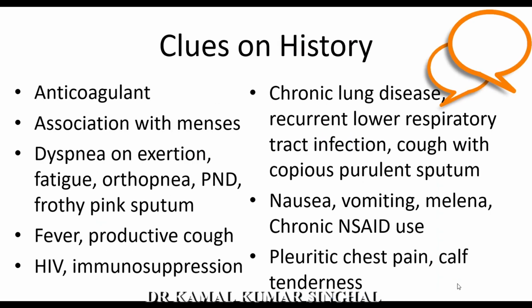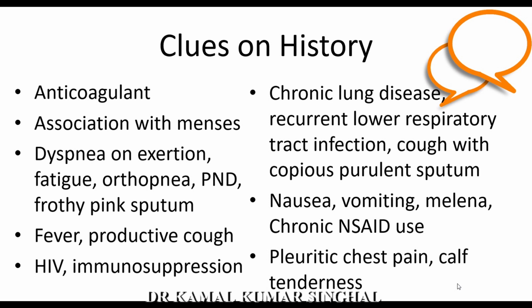So one should look for clues in history, and to name a few, if the child is on an anticoagulant, that could be the cause. If the pulmonary hemorrhage is associated with menses, think of catamenial. Dyspnea on exertion, fatigue, orthopnea, paroxysmal nocturnal dyspnea, and frothy pink sputum may indicate a cause which is cardiac. Fever or productive cough may indicate pneumonia. HIV immunosuppression can result in pulmonary hemorrhage.